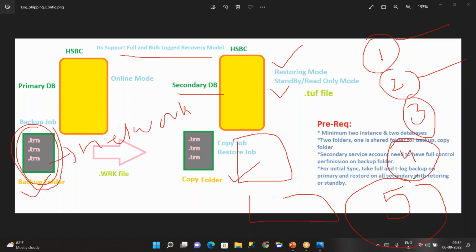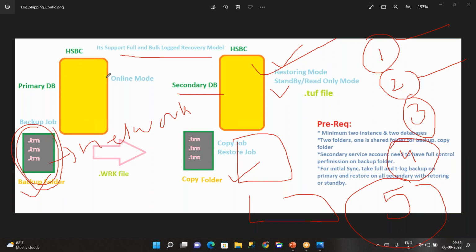That's it, sir, nothing else. The secondary can be a higher version, no problem. But the same edition and same version is the best practice. I mean to say it is best practice, but your secondary can be the highest version as well.